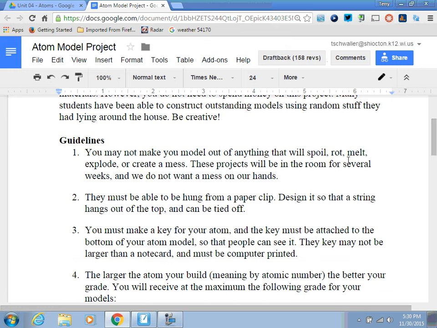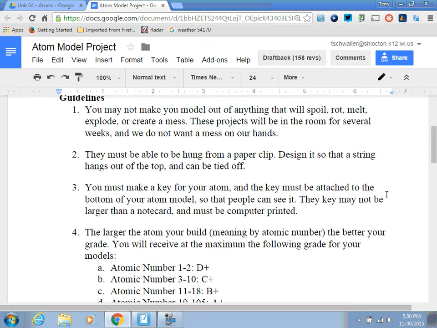You're also going to need to make a key for your atom, which we'll talk more about when we get to the scoring rubric on the other side. But the key must be attached to the bottom of your atom model so that people can see it. It should not be larger than a note card, and it should be computer printed, not handwritten on a piece of notebook paper. That will cost you points.